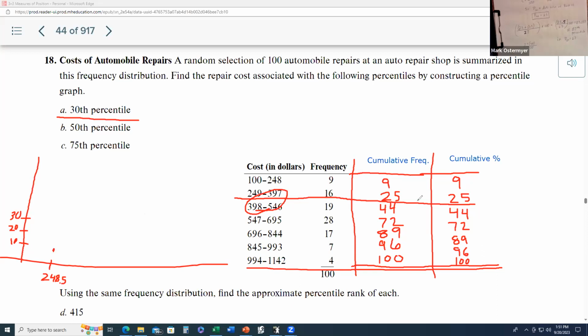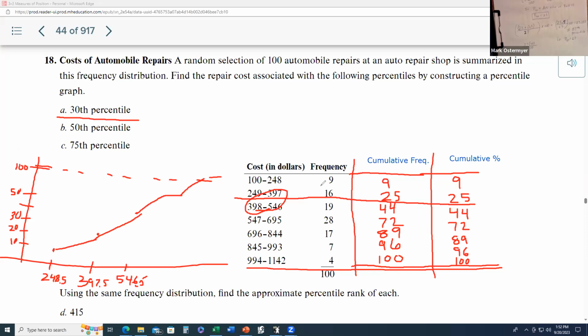And 397.5. Okay. By the time you get up to 397.5, you're up to what would be the 25th percentile. 25th percentile would be right about in here. And then up to 546.5, you'd be up to the 44th percentile. So there's 40 and there's 50. So 44 is going to be right in here, something like this. And what you're going to do is connect these dots. And you keep going up through these classes, and you're going to get all the way up eventually to your 100th percentile. Okay. By the time you get all the way up here. So that's how you would make a percentile graph.